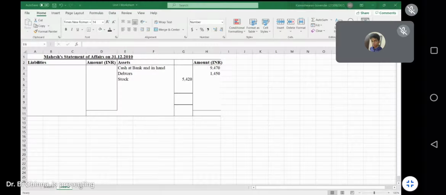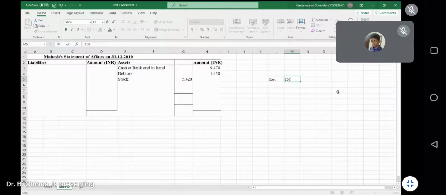5,420 minus 25% of 5,420. Okay, what is the amount? 1,355. Okay, the answer is wrong. Just think and answer. Stock is appearing at selling price, which includes a profit of 25%. Sir, let the cost be x. So x plus 25x by 100 is equal to 5,420. So we have to solve for x.